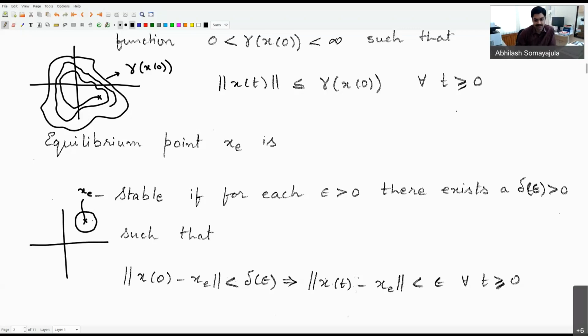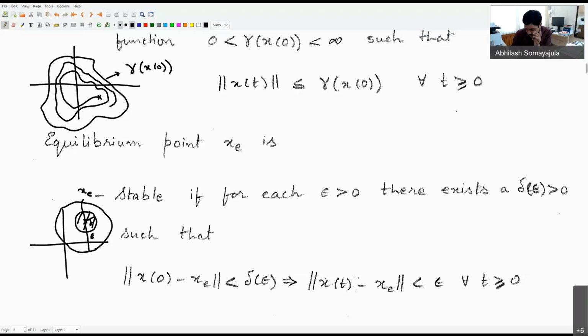If I start inside some ball, then I can say that x(t) minus xe will lie inside another ball which has a size epsilon. So this is delta, whereas this is epsilon. It is telling me that if I start inside some region here, and I can find a bounding boundary saying that it stays inside certain other region, then the system is stable. Is everybody with me here?